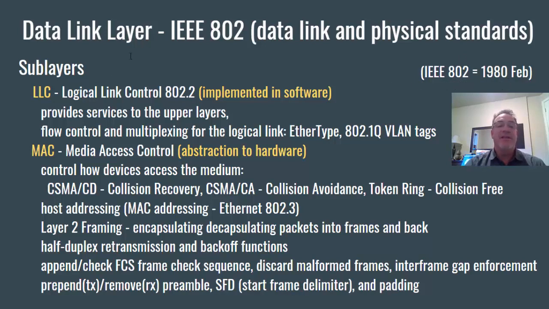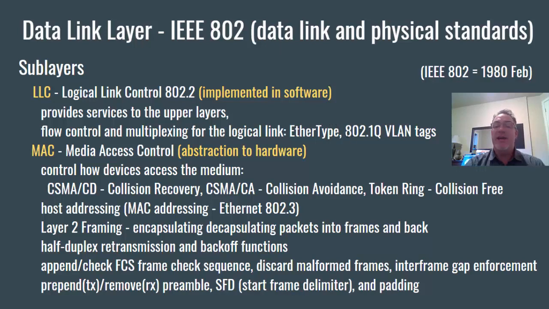So there are two sublayers in the data link layer. The LLC, the logical link control sublayer, 802.2, is implemented in software, not hardware. It's the upper of the two sublayers in the data link layer. It provides services to the upper layers, layer 3. It provides flow control and multiplexing for the logical link, not for the physical link, but the logical link above it. So we're talking about the information that needs to go to the network layer that's in the EtherType field, which essentially lets us know what protocol we're dealing with at the upper layers, what the encapsulated information in the frame has, and where it's going on the upper layers.